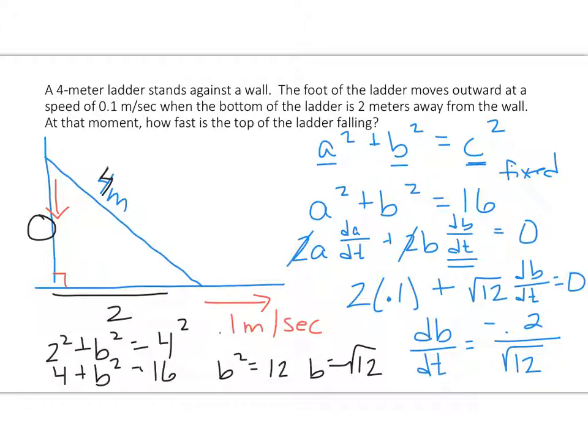And then when I calculate this, negative 0.2 divided by the square root of 12 is going to be negative 0.057735. It keeps going. In a specific problem, we make sure we round correctly. I'm going to round to 2 decimals. So dB/dt, the rate that the top of the ladder is falling, is negative 0.06 meters per second.